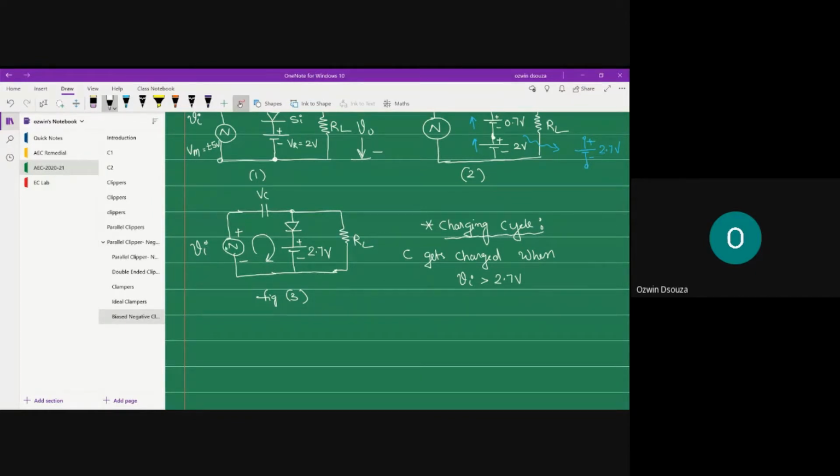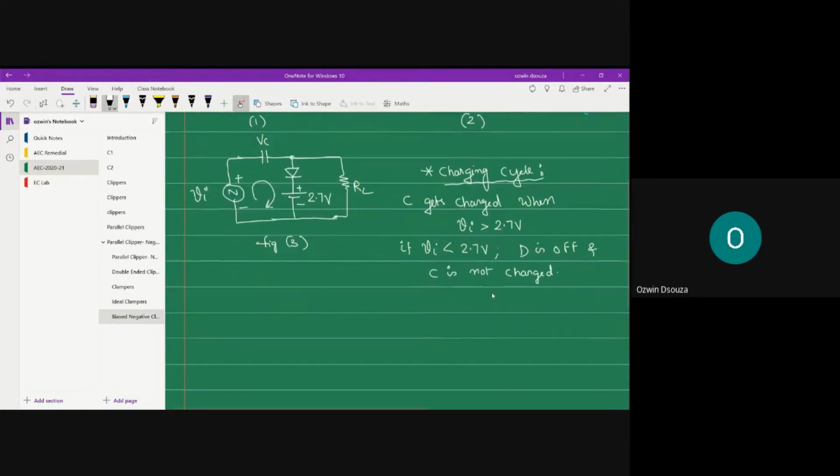So when your input is greater than 2.7 volts, the diode gets forward biased and the capacitor is going to get charged. In case your input voltage is less than 2.7 volts, the diode is off and C is not charged. So the capacitor doesn't get charged if your input voltage is less than 2.7 volts. Okay, fine. So let us assume that the input voltage is greater than the threshold voltage. What happens to the equivalent circuit?